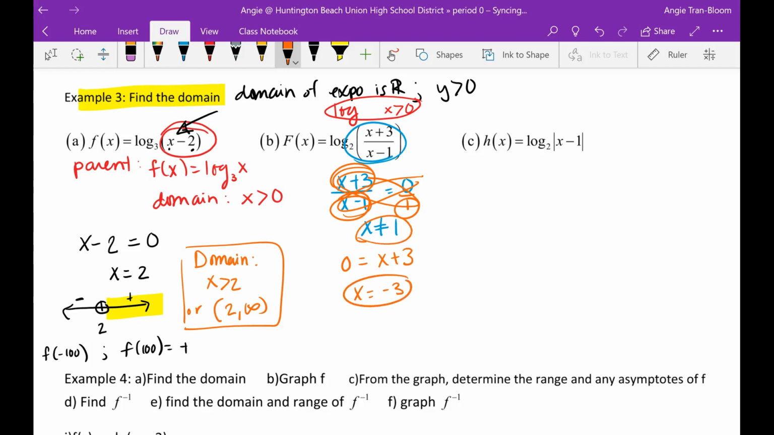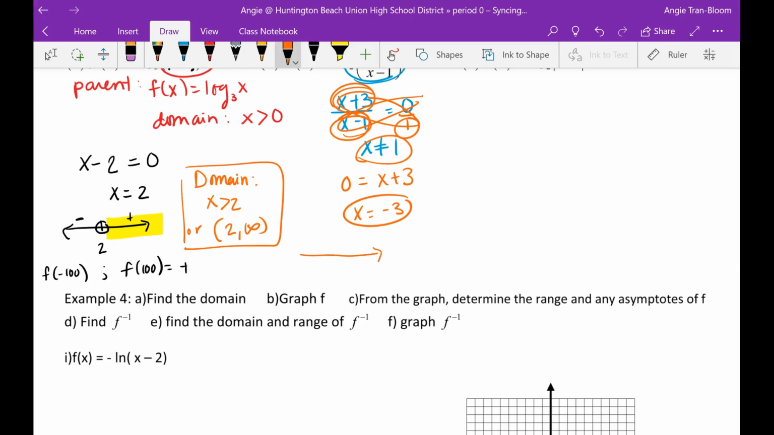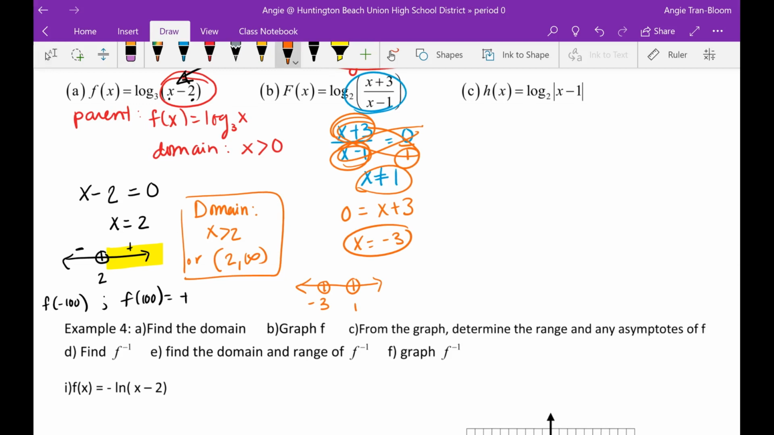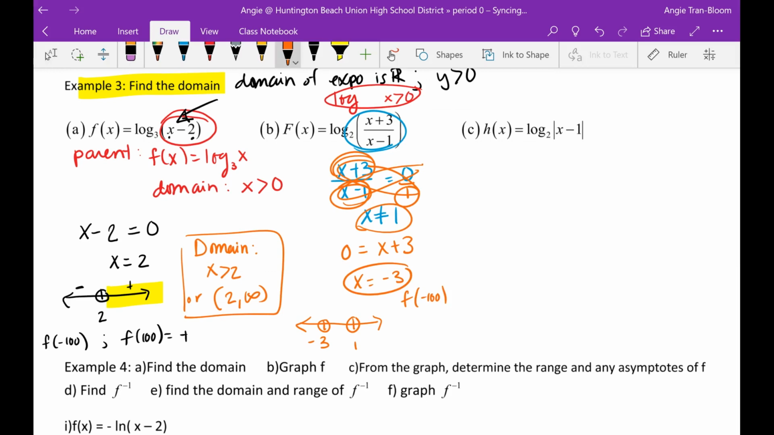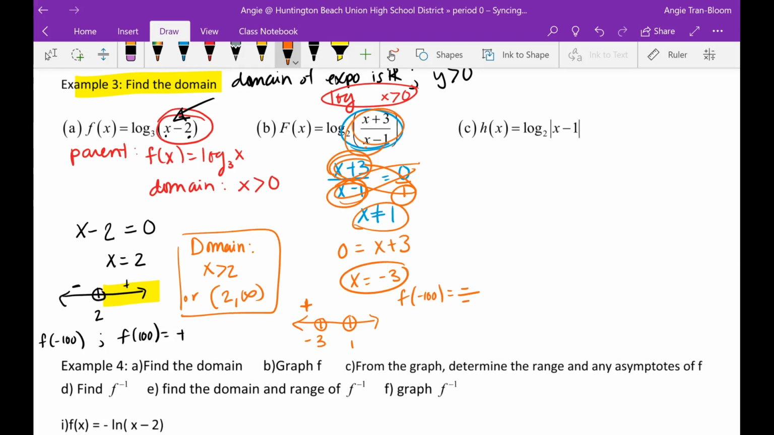You have two x values. You need to put them on the number line and test to see which regions are positive. Negative 3 and 1, put them in order. Neither one you can have, so they're going to be open circles. Now test positive and negative. f of negative 100: negative 100 plus 3 on the top is negative, negative 100 minus 1 is negative, and negative divided by negative is positive. So keep in mind, just because it's a negative integer doesn't mean you can't have it in log, because negative divided by negative will give you a positive value, and that's totally acceptable.